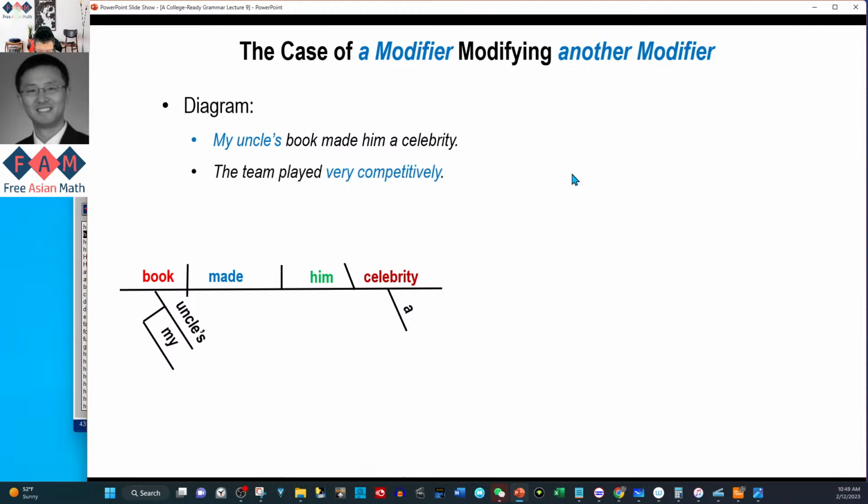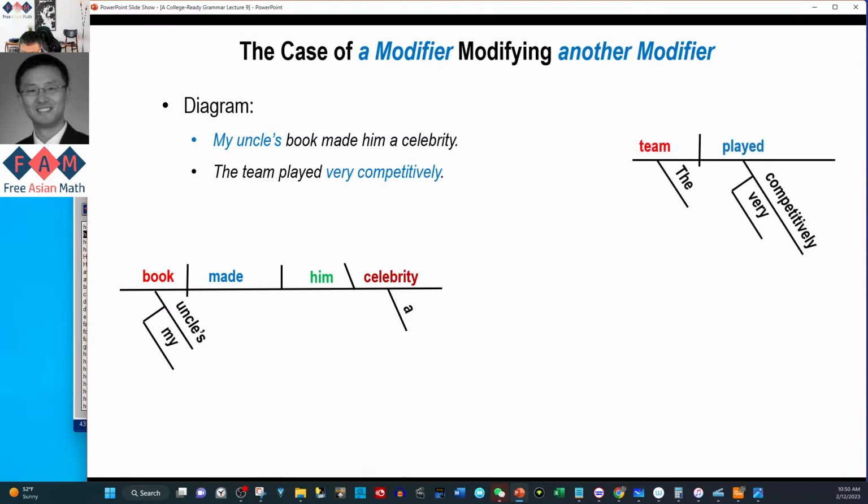The team play very competitively. So in this case, you have play. But think about very competitively. What is that? It's just two levels of modifier. Competitively, of course, it's an adverb. It can only modify play. You can say the team play competitively. That's okay. But if you say the team play very competitively, what does very modify? Very is an adverb. It further modifies another adverb, which is competitively.